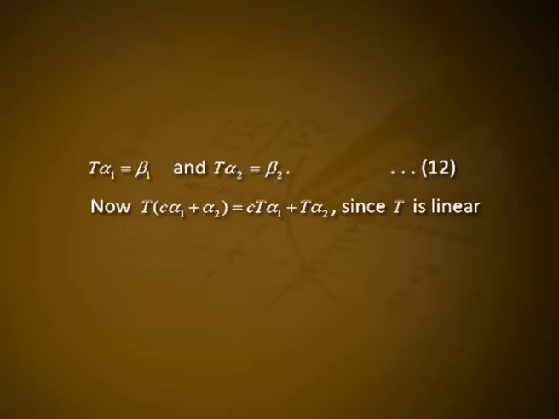Equation number 12. Now, T of c into alpha 1 plus alpha 2 equal to c into T of alpha 1 plus T of alpha 2 since T is linear, which is equal to c into beta 1 plus beta 2 by equation 12 above. The above implies that c beta 1 plus beta 2 belongs to R(T). Hence, by lemma 1, R(T) is a subspace of W and this completes the proof of the theorem.